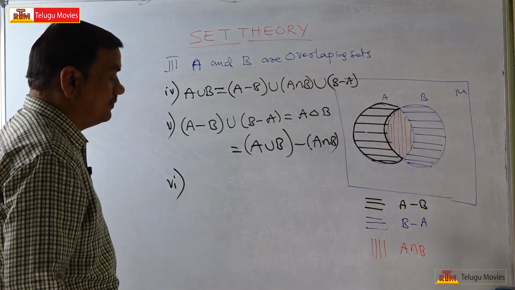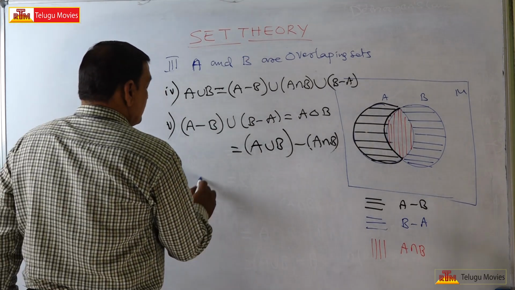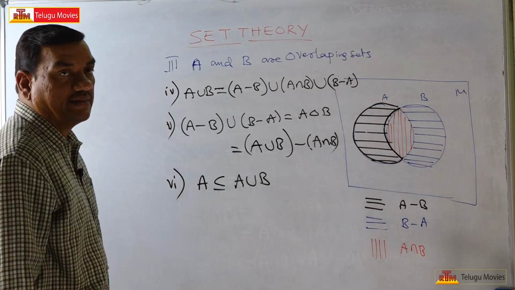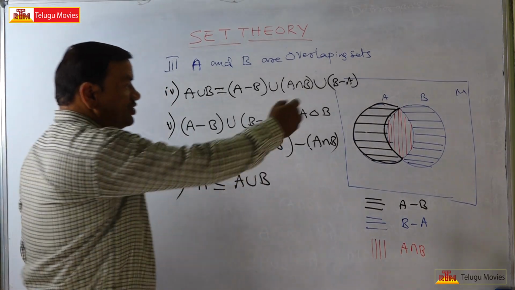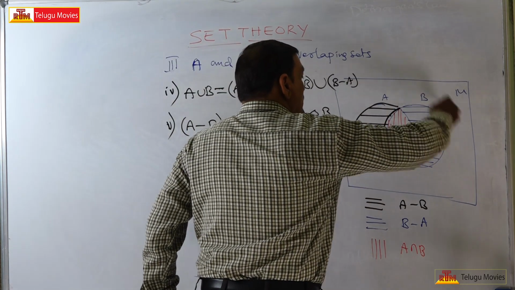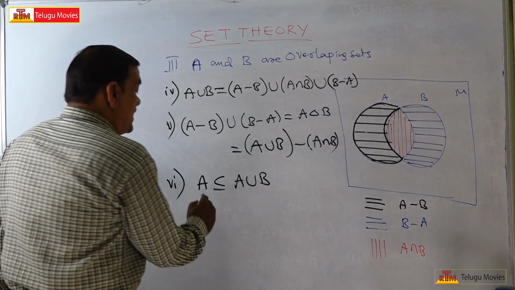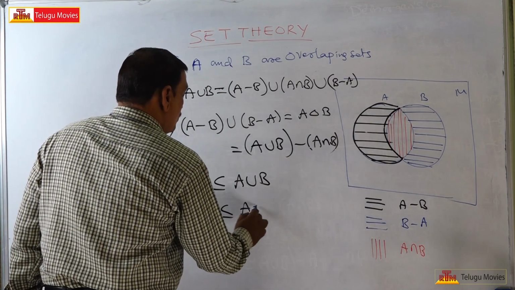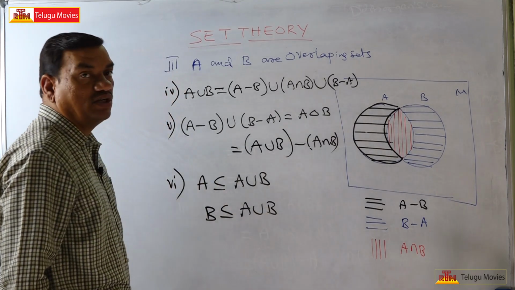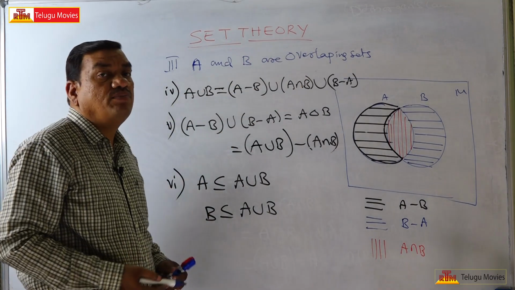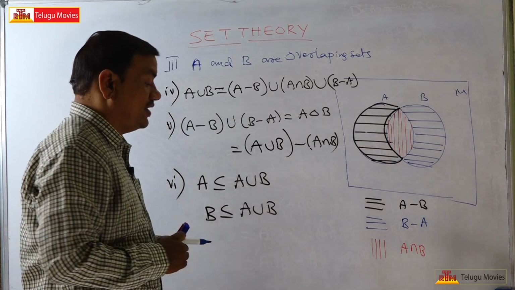Next, from this, it is clearly there. You can say that A is a subset or equal to A union B. That means A union B means the full part. In the full part, A is the one part. That's all. And B is a subset or equal to A union B. A union B means the full part. In that, B is one of the subsets of A union B.